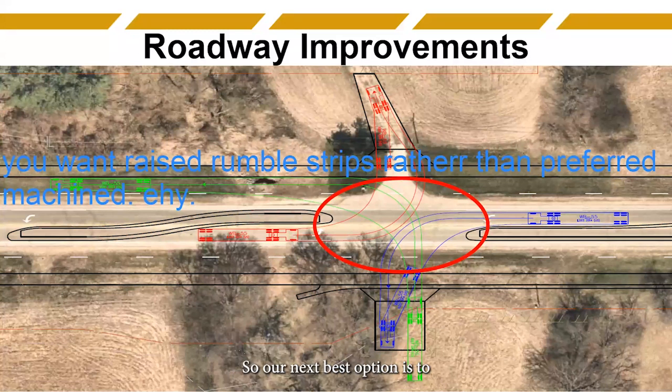So our next best option is to build the shoulders and build on-street bicycle accommodations, so we can still, with our snowplows, be able to plow the shoulders, be able to plow the bike lanes that we do have with this revised design. Is it the best option that is out there? No, but it is the best option we are able to do with the situation we're under.